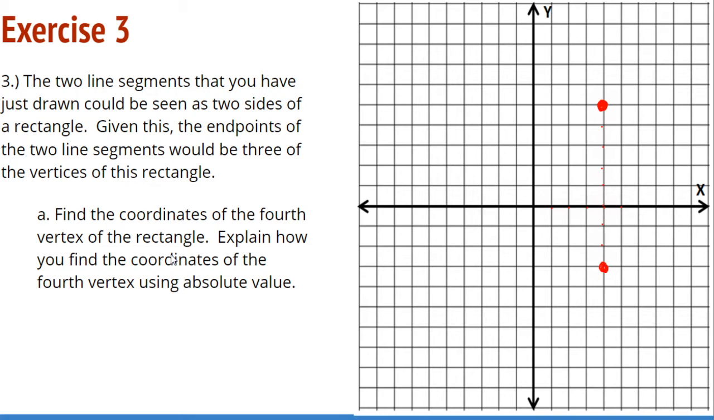And then I was over at negative 5. There we go. Negative 5, negative 3. So this could be 2 sides of a rectangle. And the question is, where is the 4th vertex, the 4th point? Now explain how you could find the coordinates of the 4th vertex using absolute value.